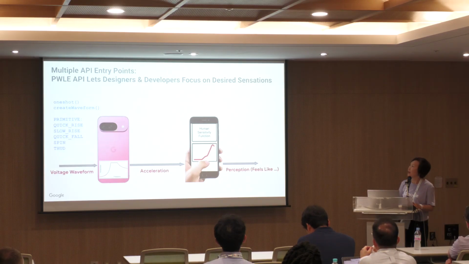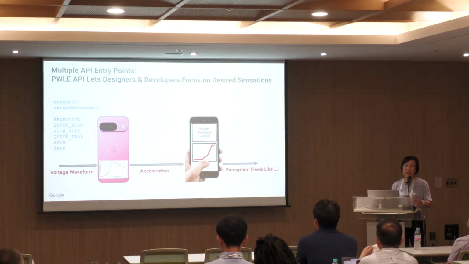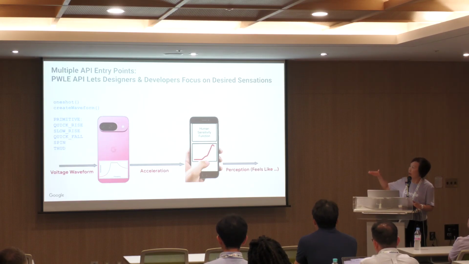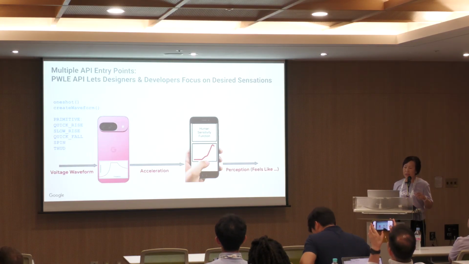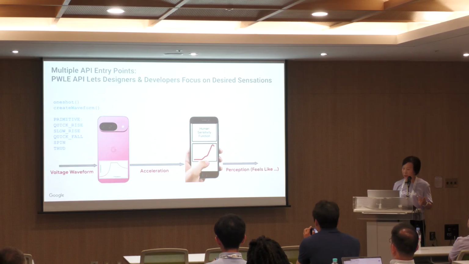vibration should feel like. We have 8 primitives also in Android where these are pre-baked waveforms on the phone that you can use. So I'm listing 5 of them, and they are also specified in the voltage frequency domain. So these are the quick rise, slow rise, quick fall, spin, and thud.